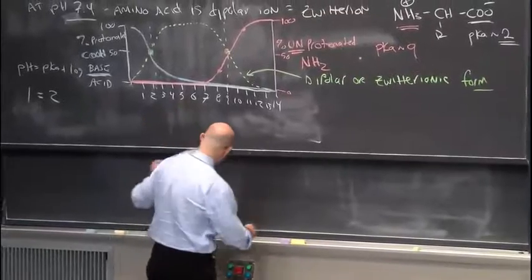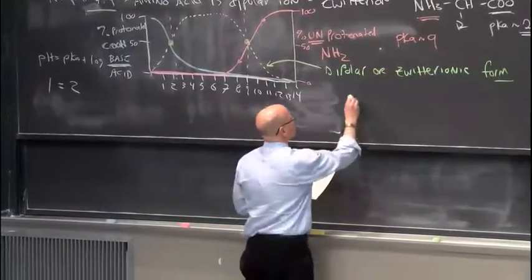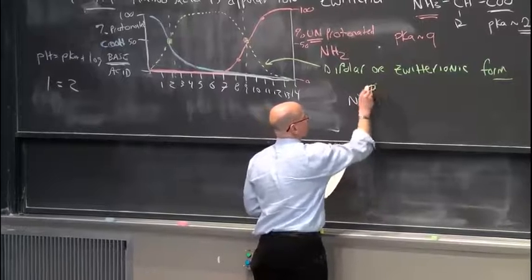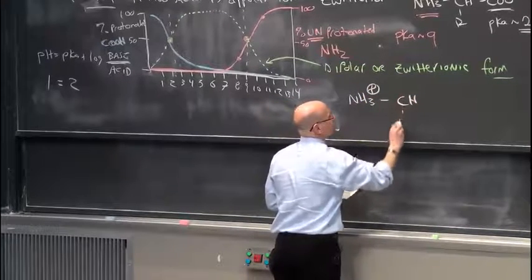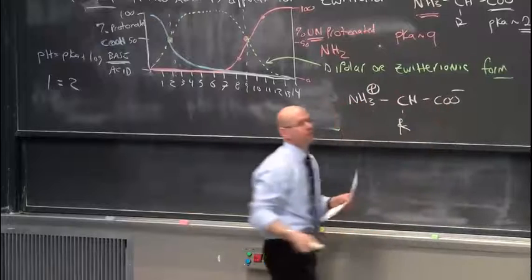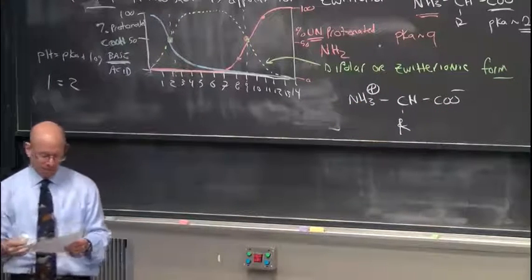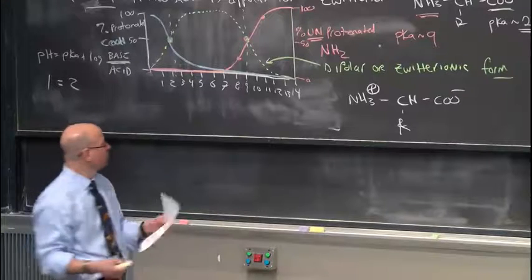One more important point I have to say. We will always write our amino acids in this form: NH3 plus, CHR, COO minus, at neutral pH. This will be the default form that we will draw free amino acids in. Okay? Two points I want to make.